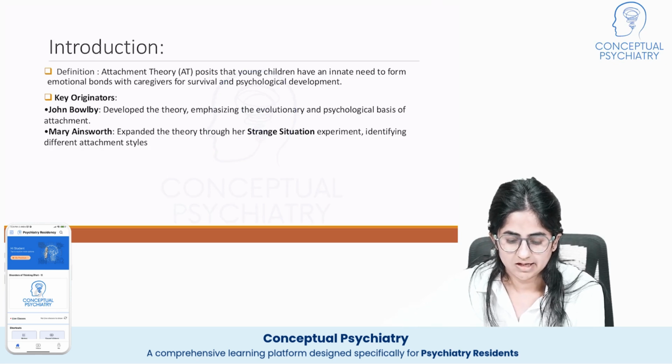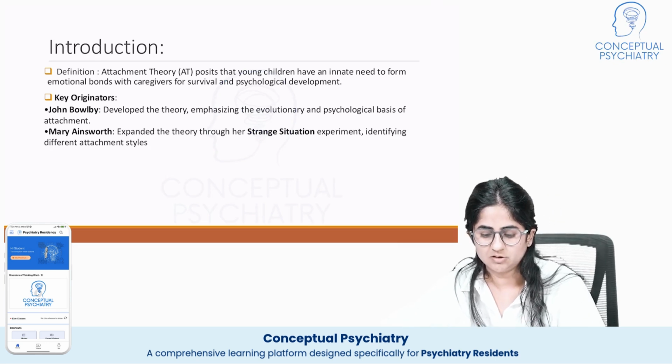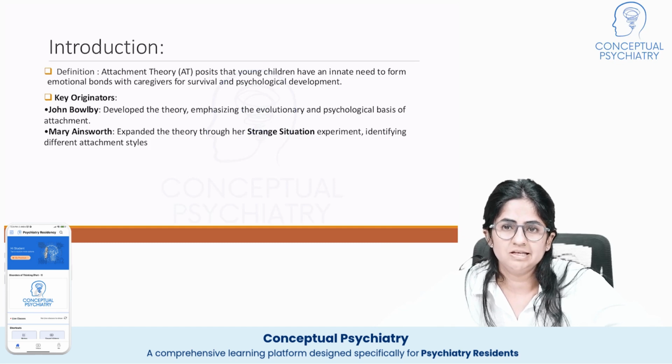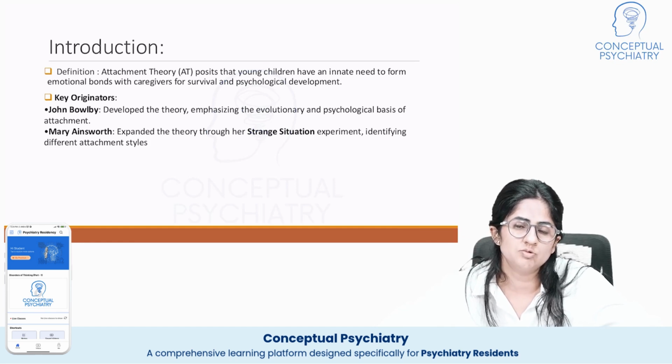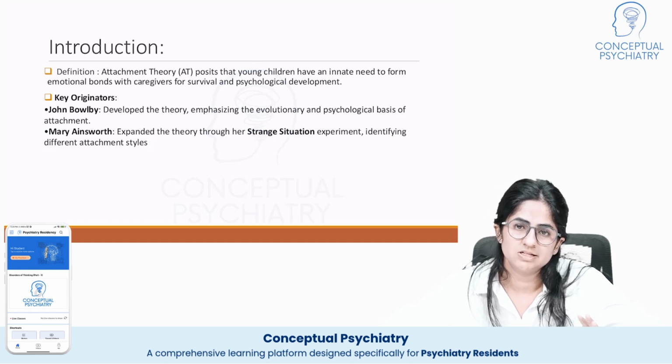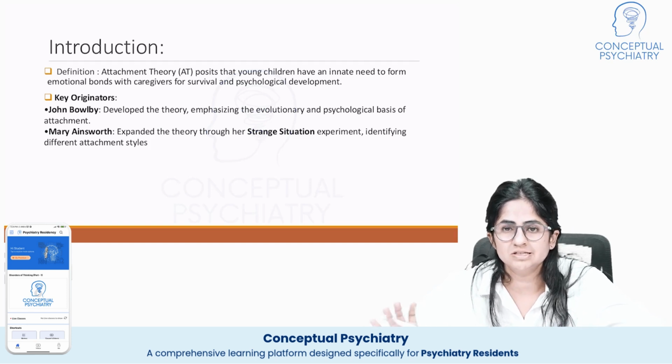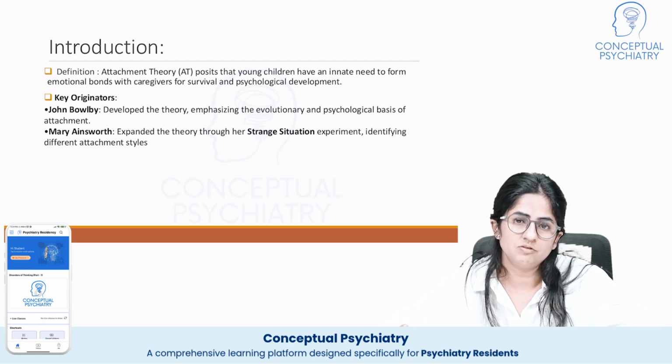So attachment theory points out that young children have an innate need to form emotional bonds with a caregiver for survival as well, and along with that, psychological development. The whole basis of defining attachment theory is this.